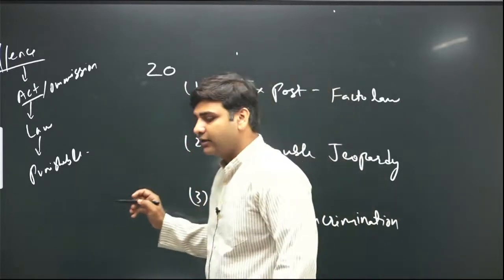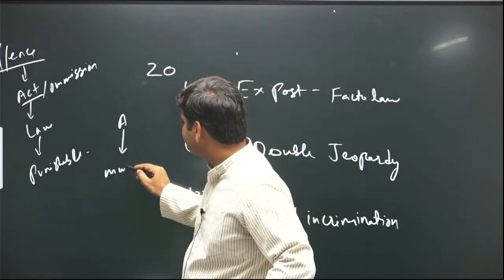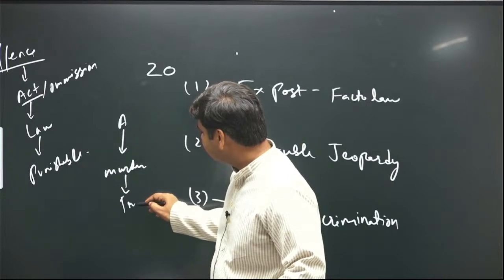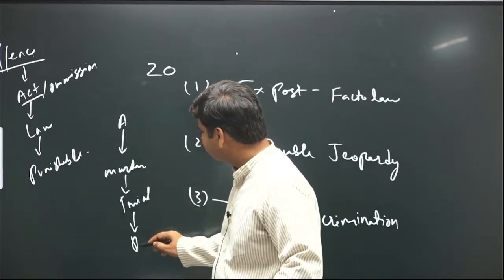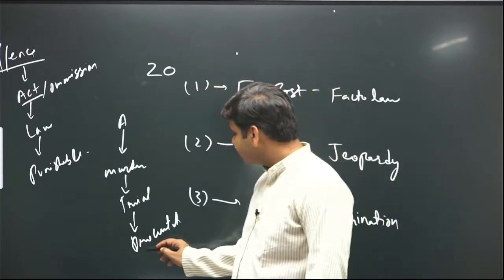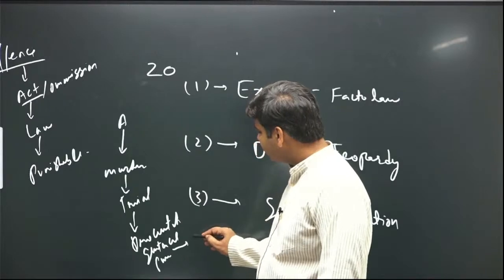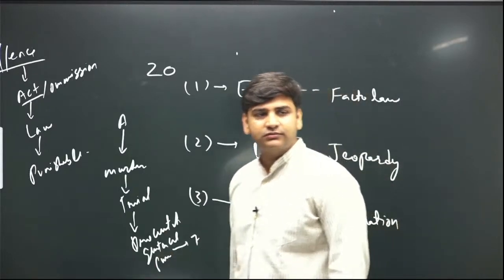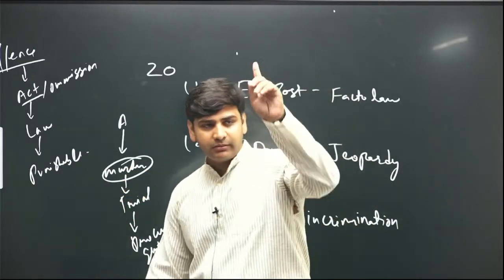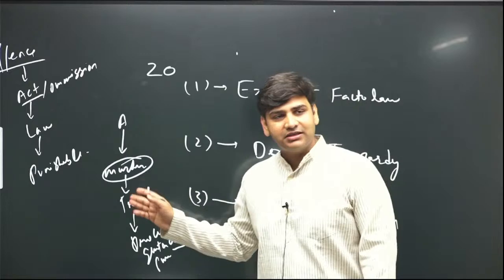If, let's say, person A has committed a murder and he has been tried and prosecuted, and he has been sentenced and punished, and he is in jail for 7 years. Now he comes out and then again he is booked for the same murder, that you have committed murder in that year. A person cannot be punished for the same crime twice.